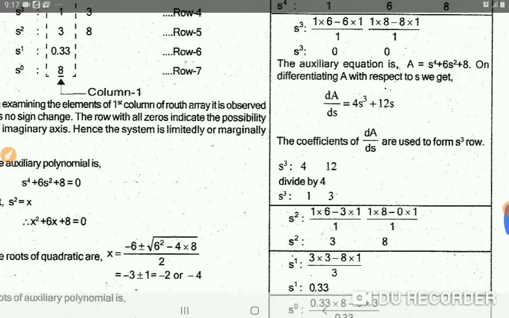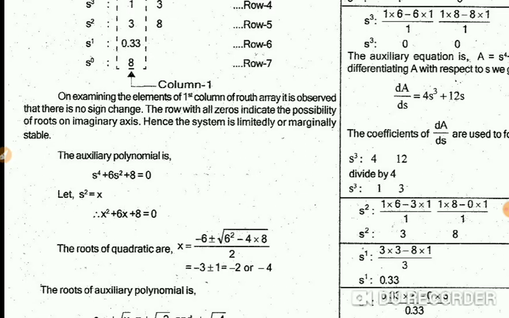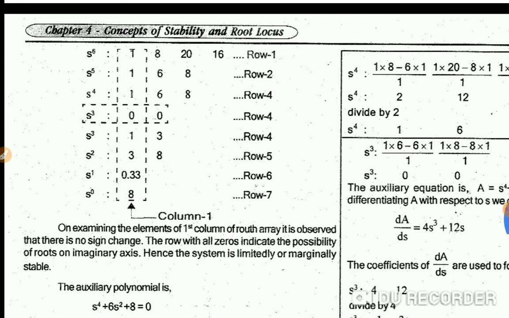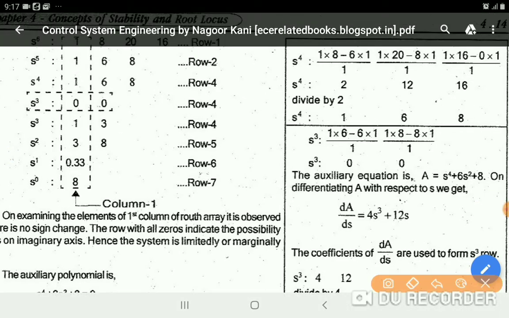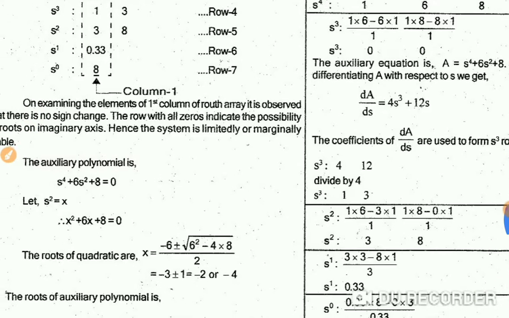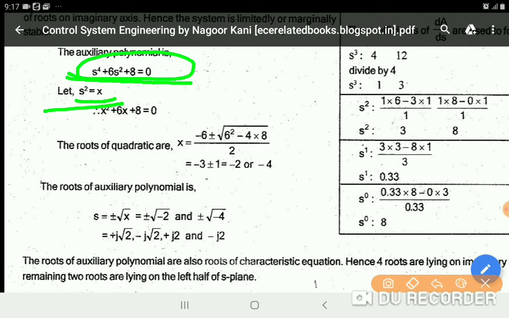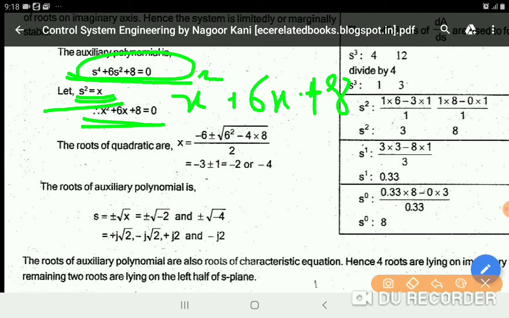Now, how do we find the roots of the system? From the auxiliary polynomial we have written, the auxiliary equation is found here as s power 4 plus 6s square plus 8. Consider this equation, where we had the 0 row. Let s square equal to x for our convenience. So this equation becomes x square plus 6x plus 8. So we made it a quadratic equation.